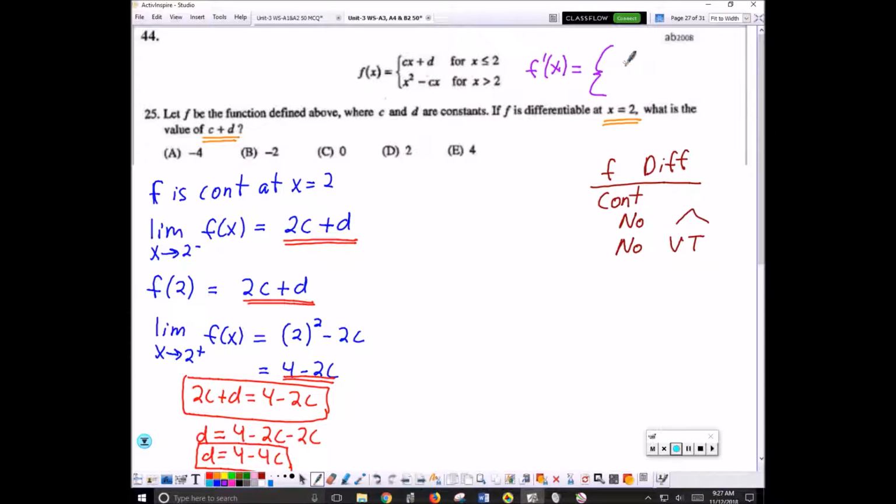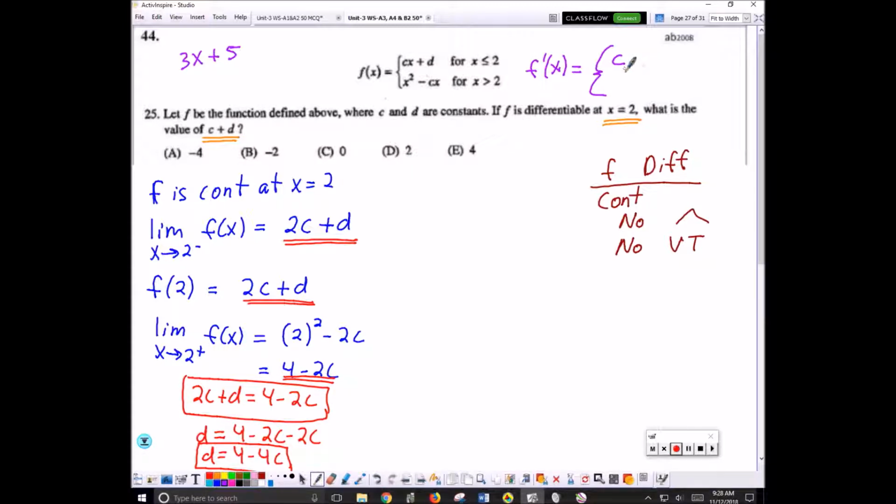Don't overthink it. A piecewise function simply means 2 formulas. This half of the function uses one formula, this half uses the other. So the derivative is just the same idea. So what goes here? Just c. Cx plus d is like saying 3x plus 5. The derivative of 3x plus 5 would just be 3. So the derivative of cx plus d is simply c. Somebody knew it before I wrote it.